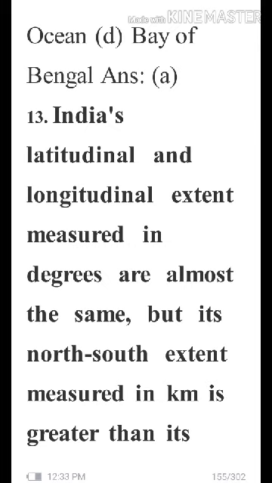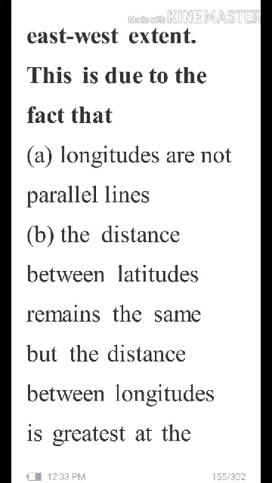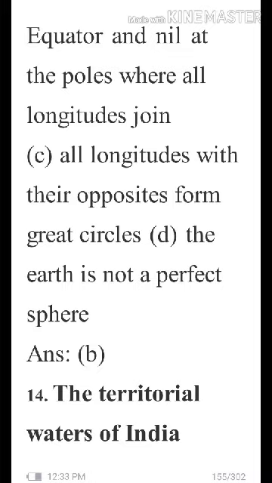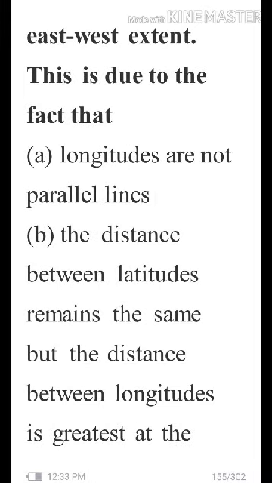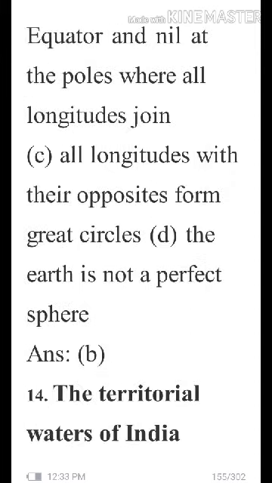India's latitudinal and longitudinal extent measured in degrees are almost the same, but its north-south extent measured in kilometers is greater than its east-west extent. This is due to the fact that the distance between latitudes remains the same, but the distance between longitudes is greatest at the equator and nil at the poles where all longitudes join.